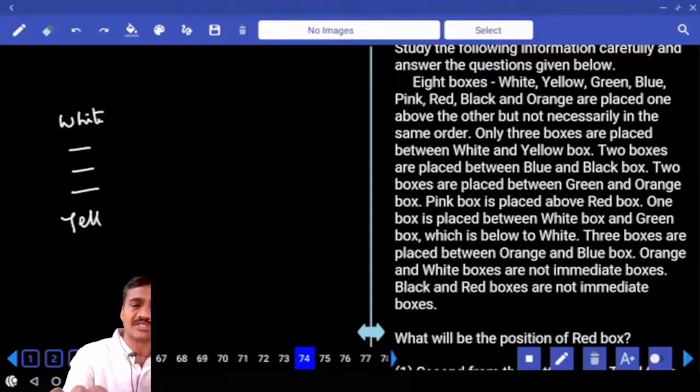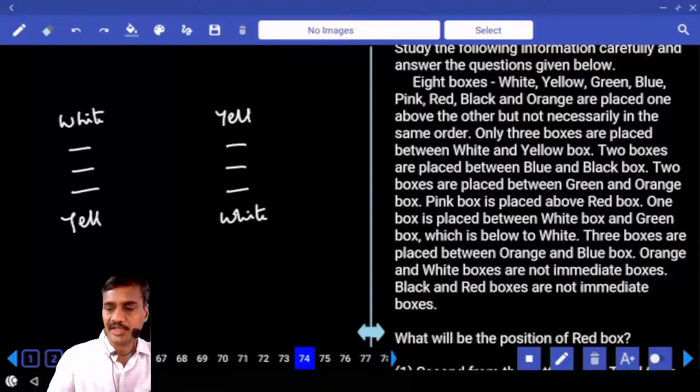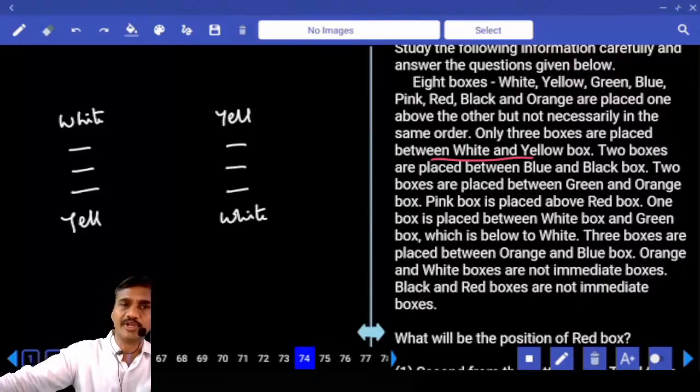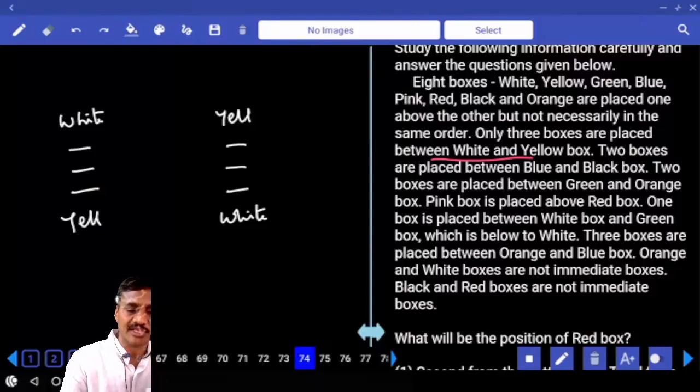Or what is the next case we have? If yellow is here, then 3 boxes between white and yellow. And as of now we have covered 5 boxes. And only 3 boxes between white and yellow, 2 boxes between blue and black. Now in between blue and black there must be exactly 2. As of now we cannot represent the data. Blue and black there must be exactly 2 in any order.